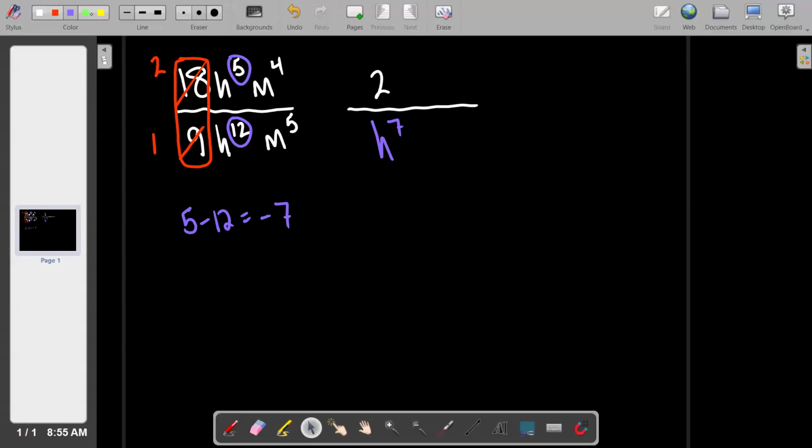And then you're just going to do it again with the m's. So you're going to go 4 minus 5, and that's going to equal negative 1. So we're putting m to the power of 1. And some people still put the ones. It's not wrong. It's just weird. So we're going to take m to the power of 1. And because it's negative, we're going to put it on the bottom like that.